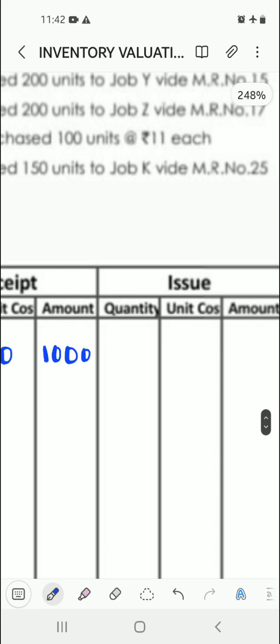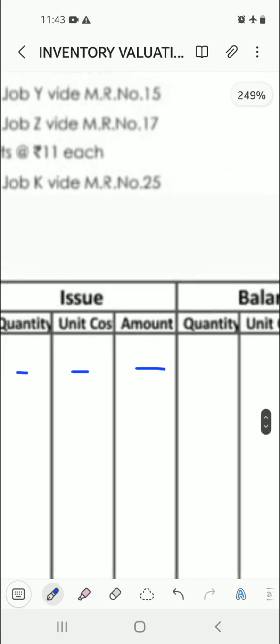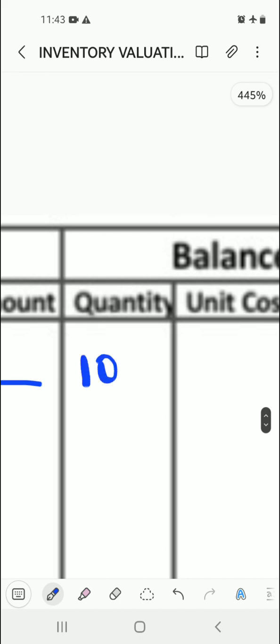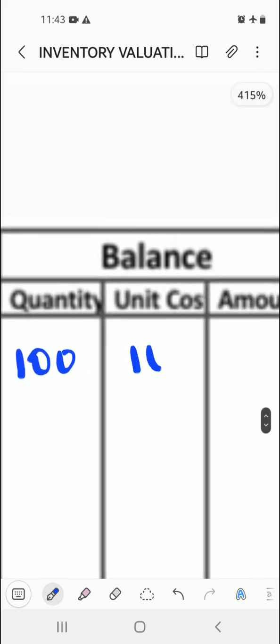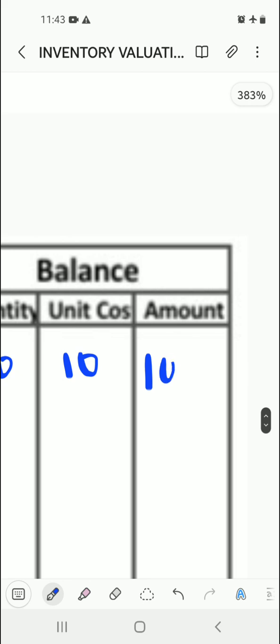There has been no issue, so nothing. The balance amount will be the same, copied down here, that is 100 units for 10 rupees, and it amounts to 100 into 10, 1000.